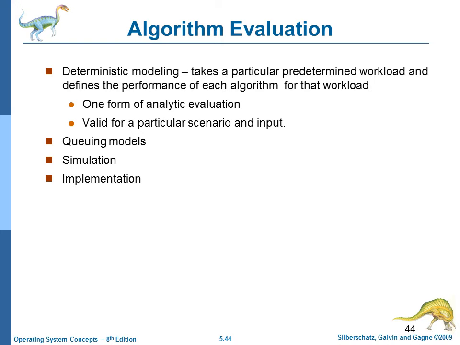Deterministic modeling is fast and easy, but it requires a specific known input, and the results only apply for that particular set of input. However, by examining multiple similar cases, certain trends can be observed, like the fact that for processes arriving at the same time, shortest job first will always yield the shortest average waiting time, for example.